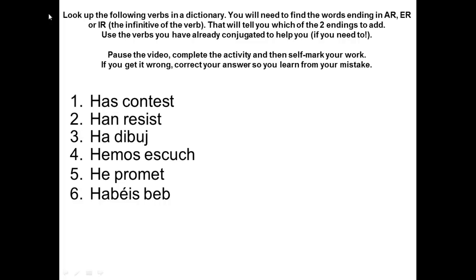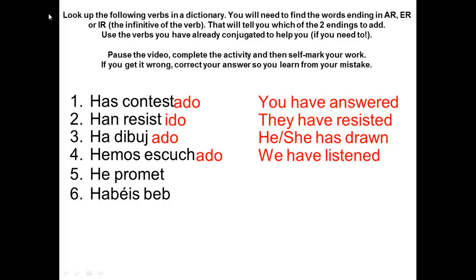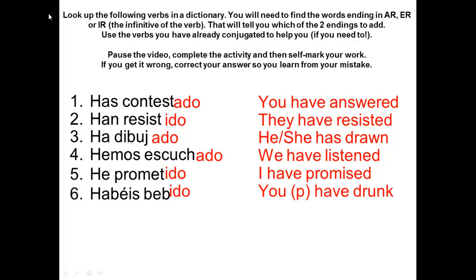Número 1. Has contestado. You have answered. Número 2. Han resistido. They have resisted. Número 3. Ha dibujado. He or she has drawn, but also you formal have drawn. Hemos escuchado. We have listened. He prometido, I have promised. Habéis bebido, you plural have drunk. Remember to correct your answer if you have made any mistakes.